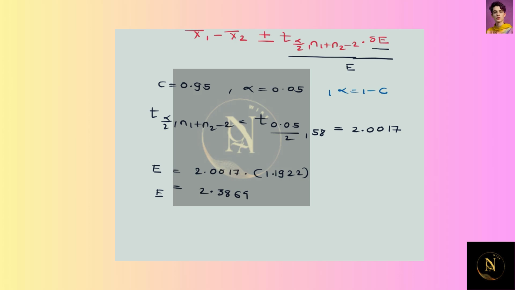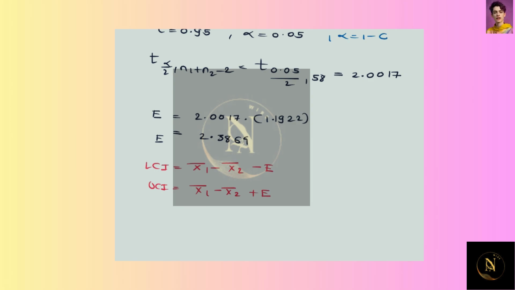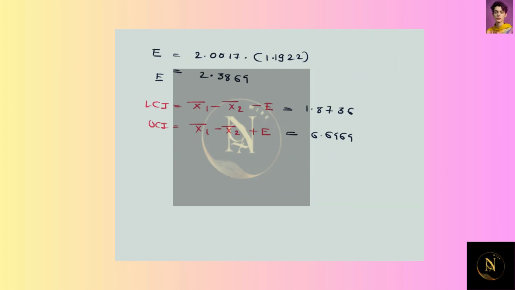So to calculate the lower confidence limit, we require the formula x1 bar minus x2 bar minus the margin of error, and the upper confidence limit equals x1 bar minus x2 bar plus the margin of error. We know all the values, just put them in, and we get the lower confidence limit equal to 1.8736 and the upper confidence limit equal to 6.6464. Now we have to interpret the result.